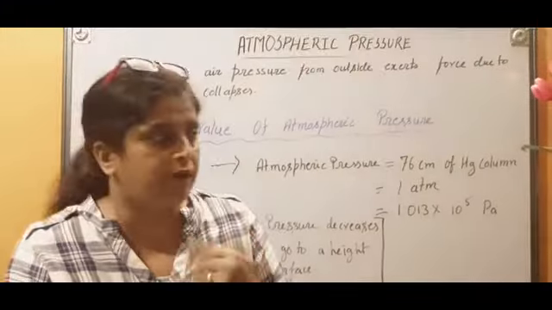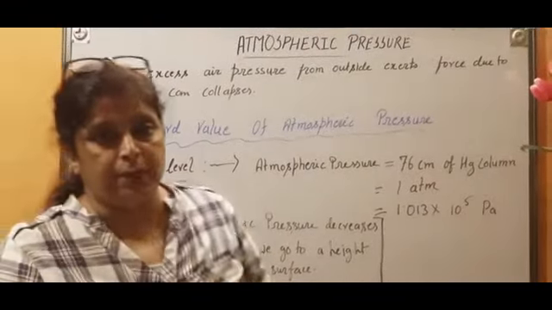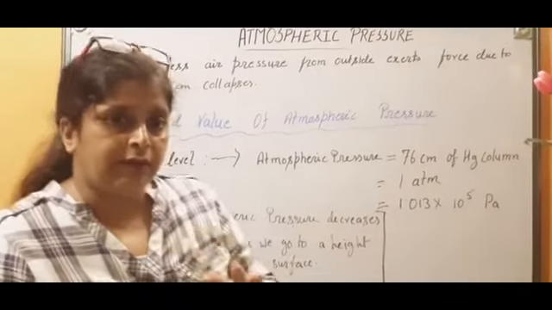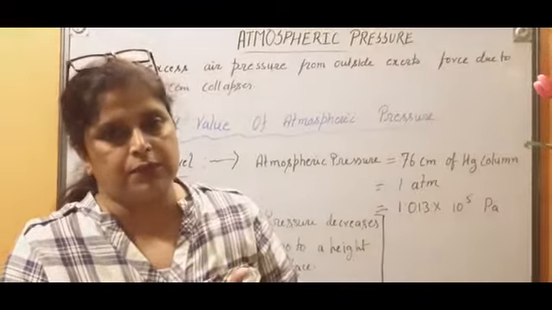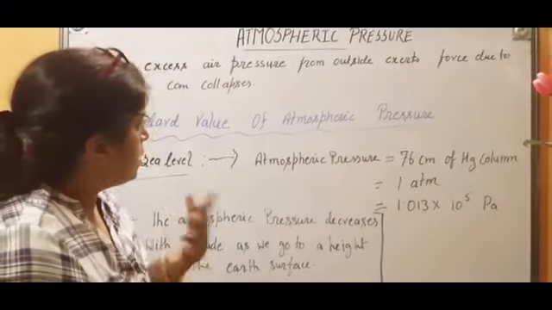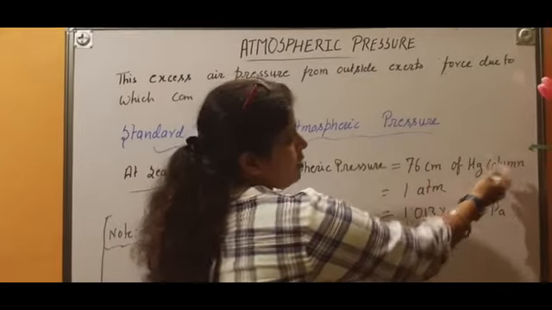For that, at sea level, whatever is the atmospheric pressure of the air, that will be taken as standard atmospheric pressure. Okay, and what is that? Atmospheric pressure is equal to 76 centimeter of mercury column.